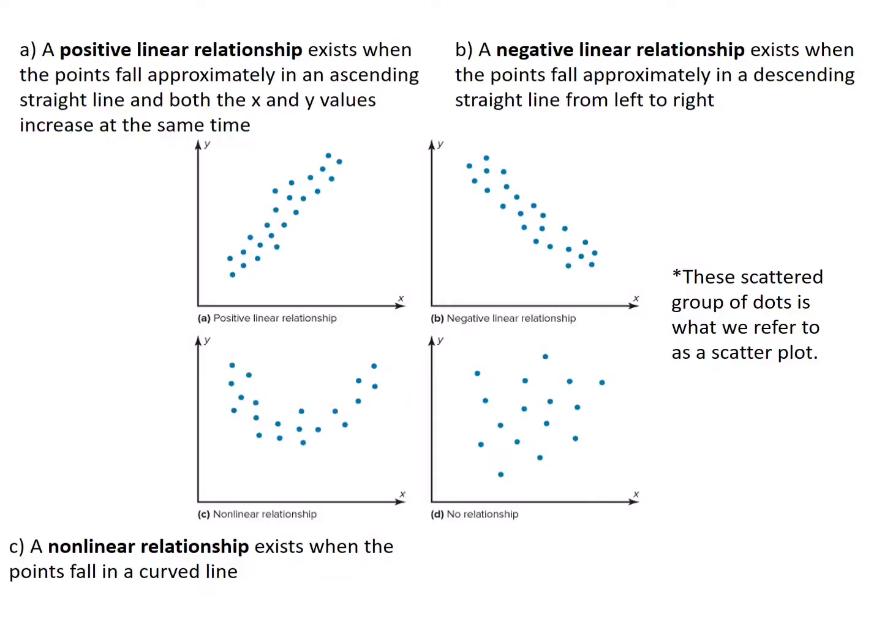And for D, there is no relationship, just a bunch of scattered plots all over the place. There is no relationship. There's no curve, there's no line, there's nothing, just scattered plots. It's random, there is no correlation there.